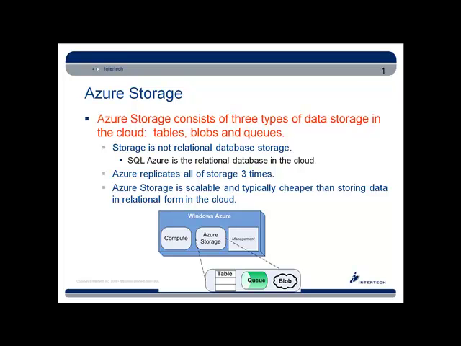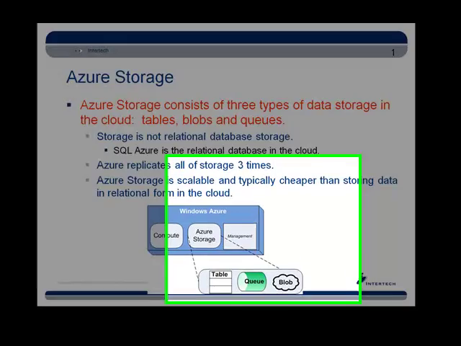No matter which type of Azure storage you use, table, blobs, or queues, each of which we'll talk about here in a bit, they are all stored 3 times. In other words, each is replicated by the Fabric controller 3 times inside of the Azure cloud. So Azure Storage is scalable and typically cheaper than storing data in relational form in the cloud. We'll talk about cost coming up here in a bit as well.